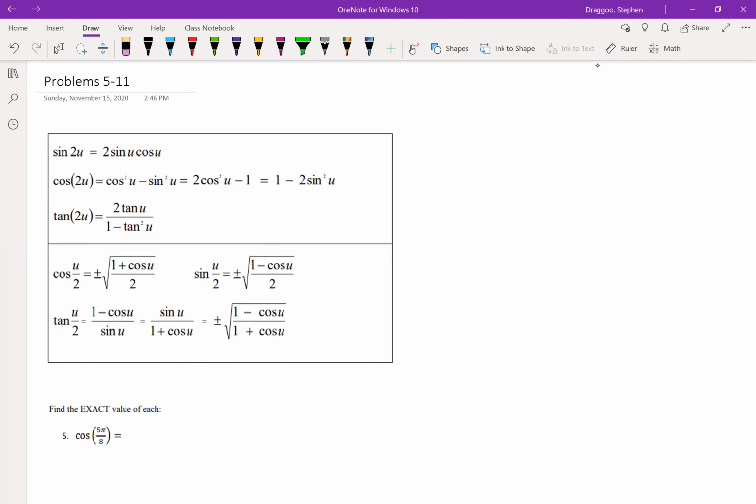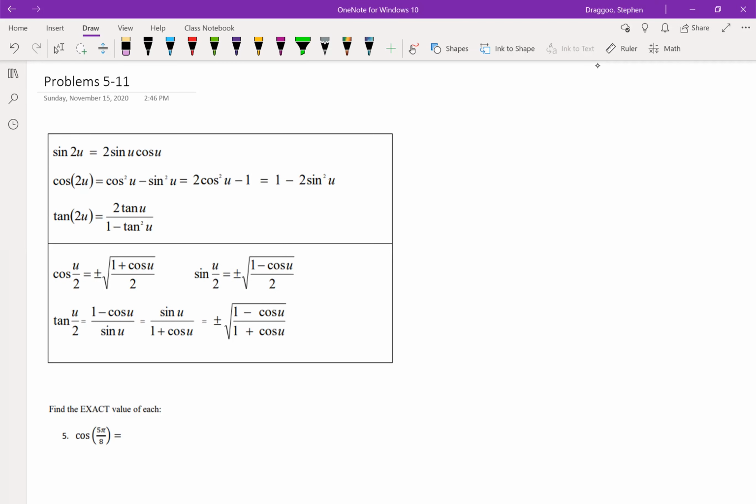Also, the tangent half angle formula has 3 different options, where again, use whichever one is most convenient at the time. Usually for the tangent half angle formula, one of the first 2 is most convenient, but your mileage may vary. One other note on all of these formulas: everything to the right of the equal sign, when we actually do the computation, is all based on an original angle, which in this case is labeled u.